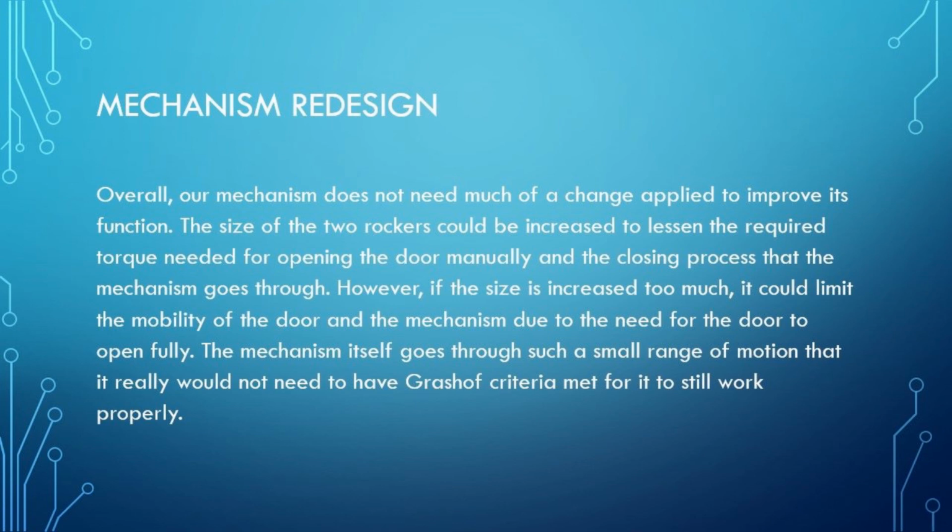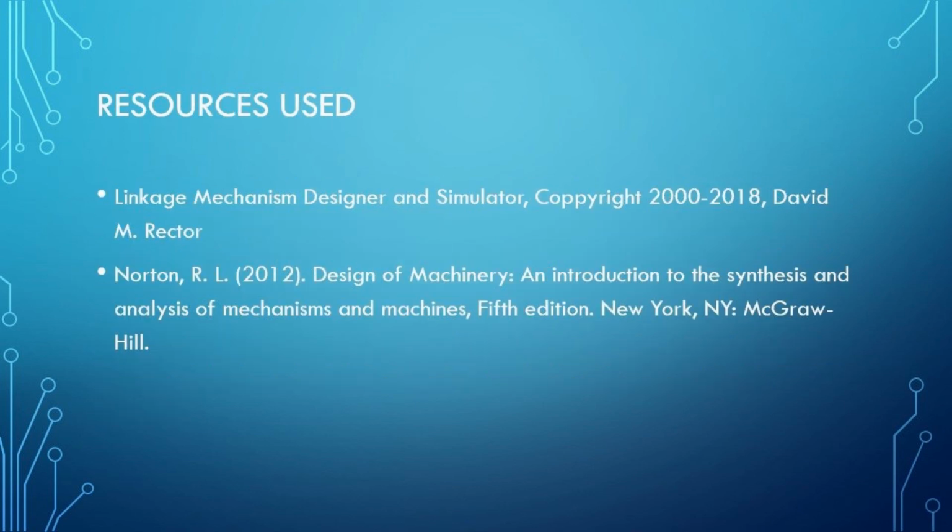And the mechanism itself goes through such a small range of motion that it would really not need to have Grashof criteria met for it to still work properly. For our resources used, we used a linkage mechanism designer and simulator that was mainly used to get the idea of what the motion was and to create the animation seen before. And we used our design of machinery textbook for equations and formulas.